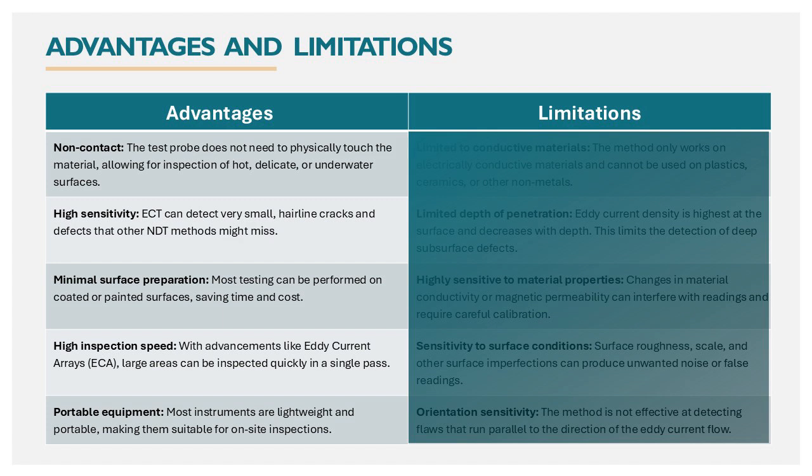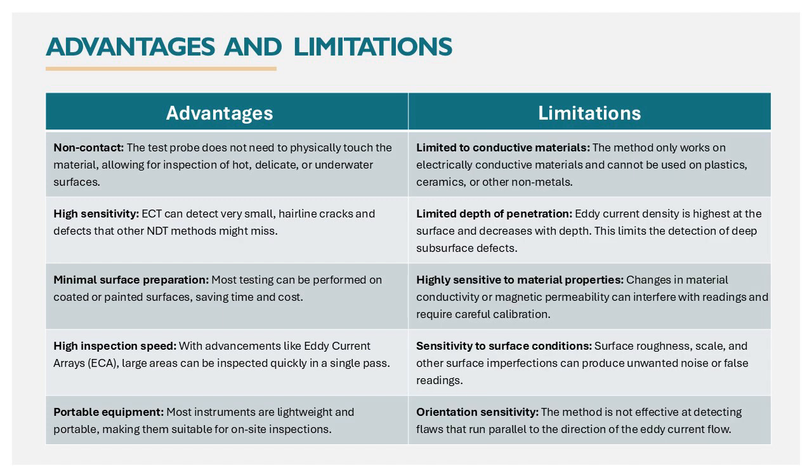Number 4 is high inspection speed. With advancements like eddy current arrays, or ECA, large areas can be inspected quickly in a single pass. And number 5 is portable equipment. Most instruments are lightweight and portable, making them suitable for on-site inspections.